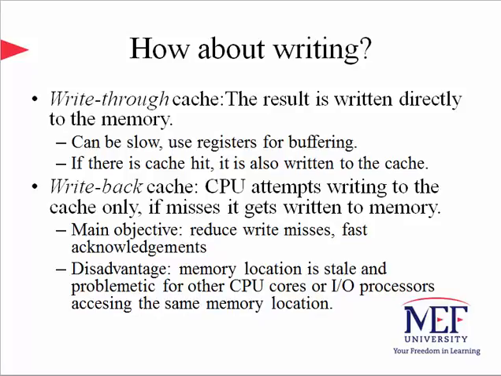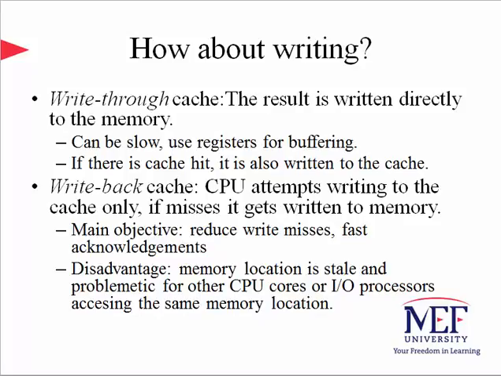Most modern systems use buffers to expedite this process. If there is a cache hit, the result gets written into the cache also. If not, the cache is untouched. The second method is called write-back cache. In this method, the CPU attempts writing to the cache only. If it misses, it gets written to the memory.